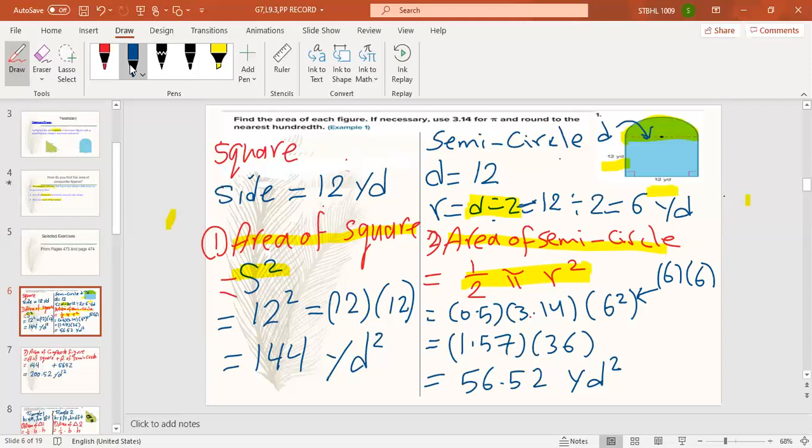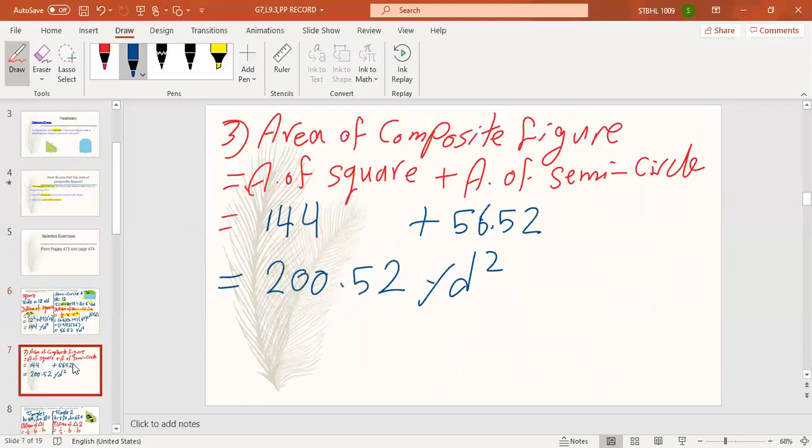Are we done, teacher? No. We found the two figures which are composited together, but we didn't find the whole composite area. So area of the composite figure, the whole blue area, equals area of a square plus area of semicircle. Equals 144 plus 56.52 equals 200.52 square yards, and it's already to the nearest hundredth.